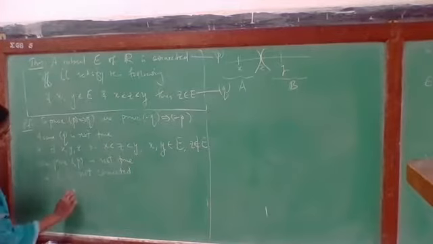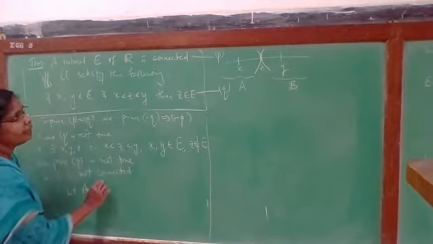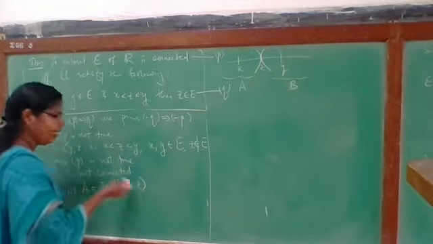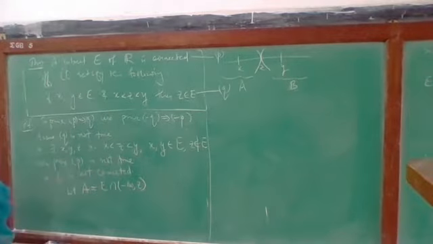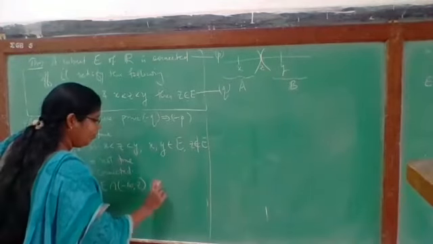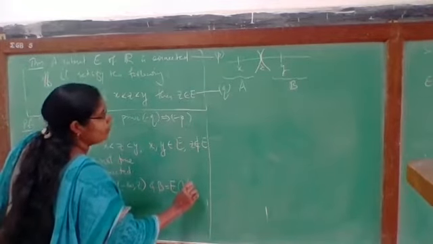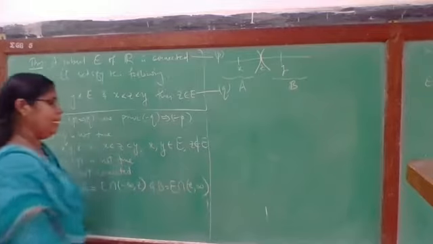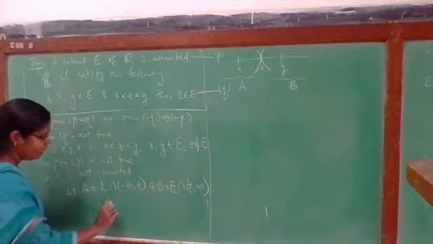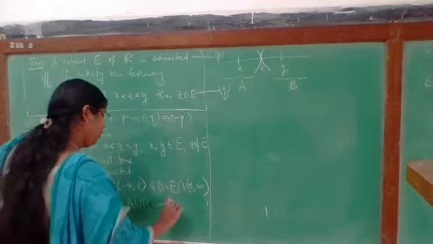So let A be the intersection of E and the open interval minus infinity to Z. And B is taken as E intersection with Z to plus infinity. As Z is not a member of E, this will imply E is the union of A and B.